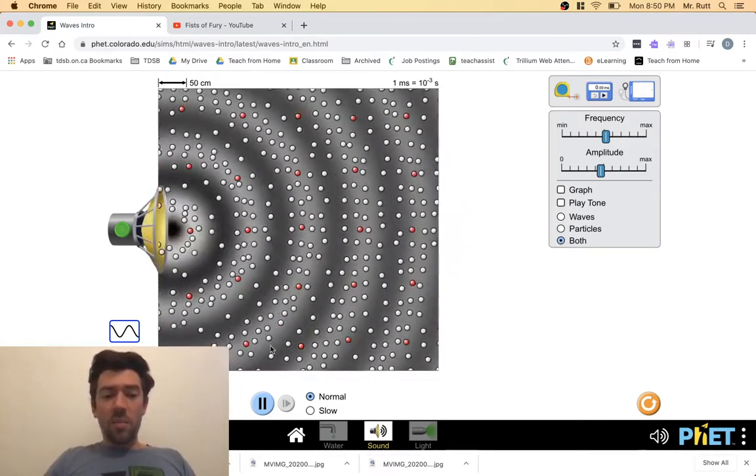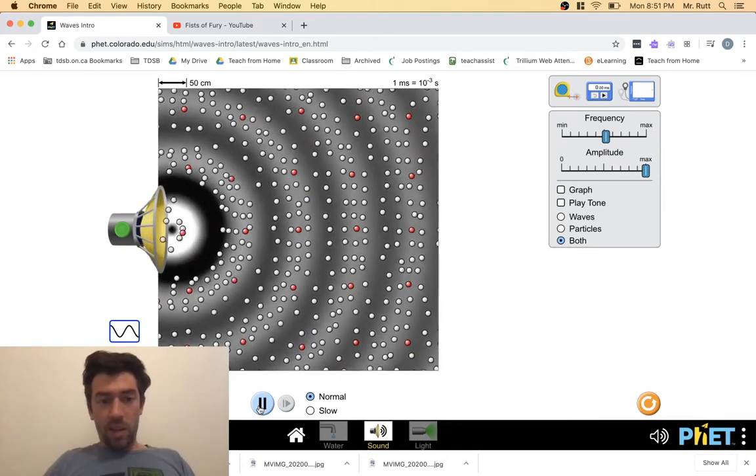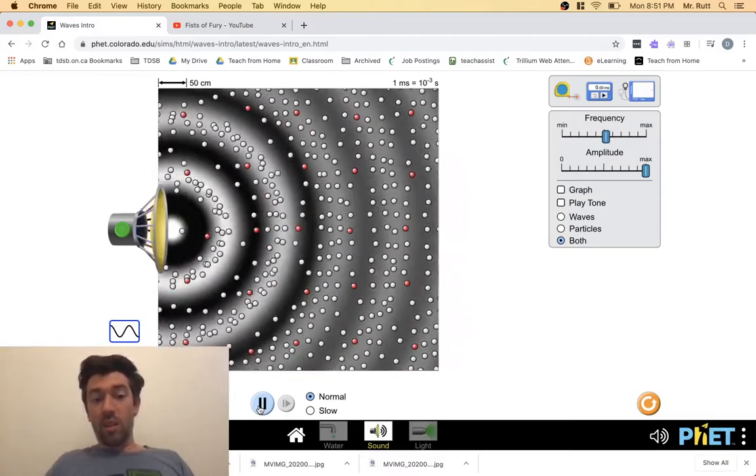So let me pause it. Pausing it might be a good way to see this. So I pause it. Now take a look at the crests of the wave. You can see how the particles are pretty much falling in the crest, right? Like a couple of them are in the trough, but most of them are in the crest. And I could make that even more obvious if I turned up the amplitude, I think. So let's turn up the amplitude and you should see it even more clearly.